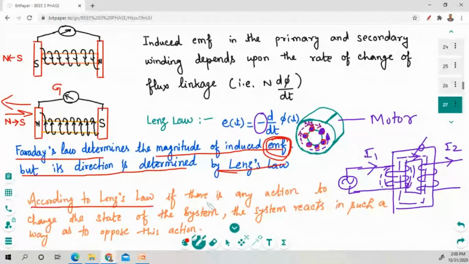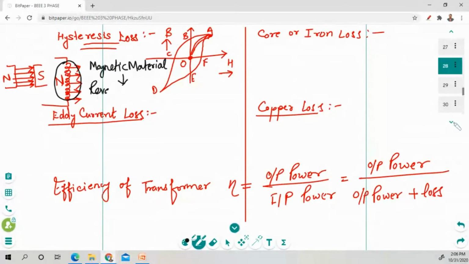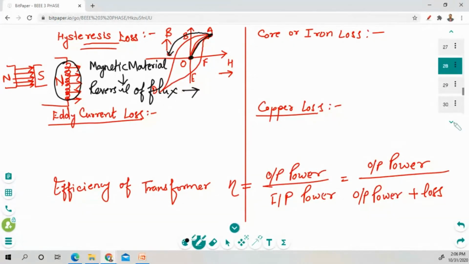According to Lenz's law, if there is any action to change the state of the system, the system reacts in such a way as to oppose this. There is a reversal of flux. If you increase from this point to this point, after that what happened? There is a reversal of the flux. It goes back. After that, what happened? What do we have to do?